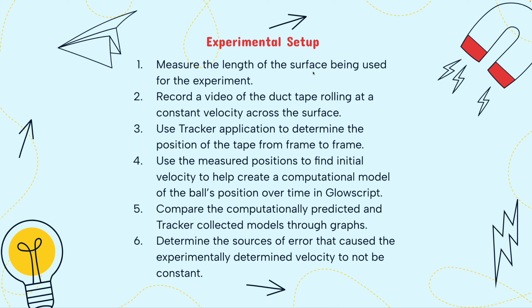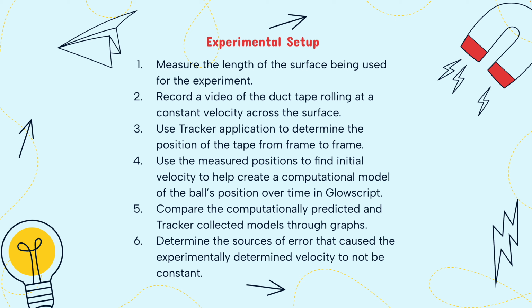So to set up my experiment, I first measured the length of the surface being used for the experiment, which is just a table in my dorm room. Secondly, I recorded a video of the duct tape, which is the object that I used to represent constant velocity, rolling at a constant velocity across the surface. And then I inputted this video to the Tracker application to determine the position of the tape from frame to frame. And then I used the measured positions to find initial velocity, and then used that to help create a computational model of the ball's position over time in GlowScript.